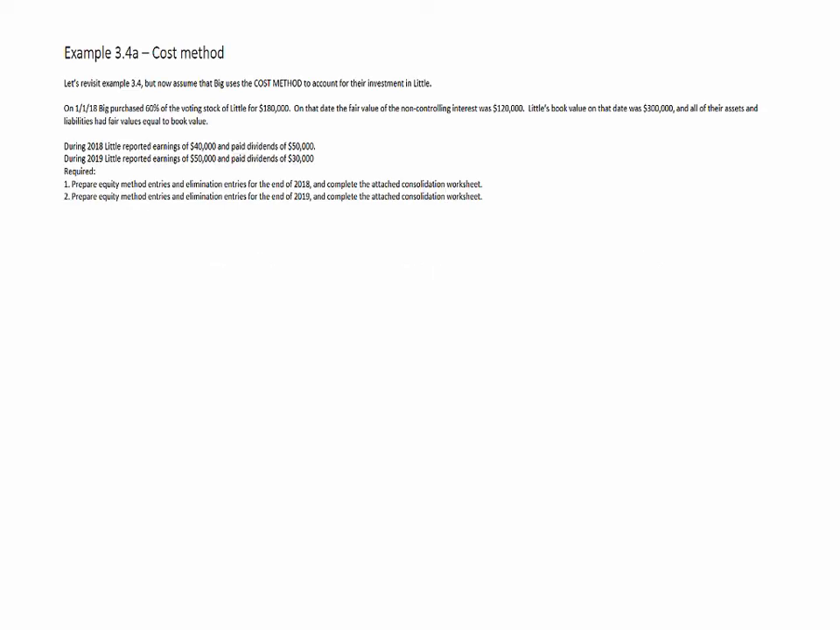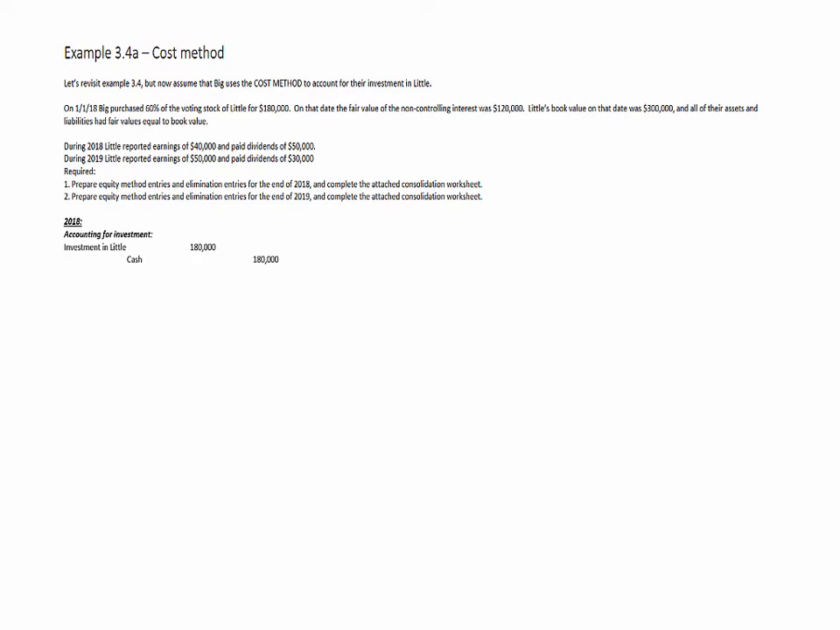So again, in example 3.4, on January 1st, 2018, Big purchased 60% of the voting stock of Little for $180,000. On that date, the fair value of the non-controlling interest was $120,000. Little's book value was $300,000, and all of their assets and liabilities had fair values equal to book value, and we had information on income and dividends for 2 years.